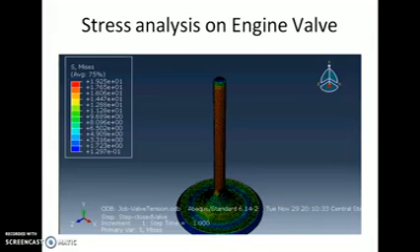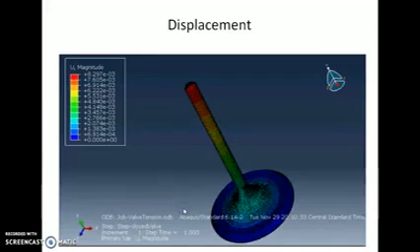Here the material used is stainless steel. Pressure is applied at the top surface, that is here, which is followed by the rocker arm assembly. A fixed boundary condition is applied at the bottom end of the engine valve, that is here. These are the fixed ends.